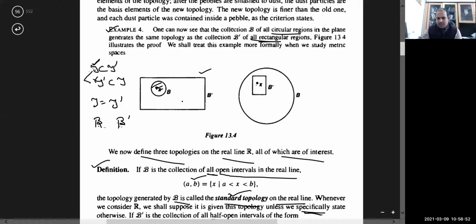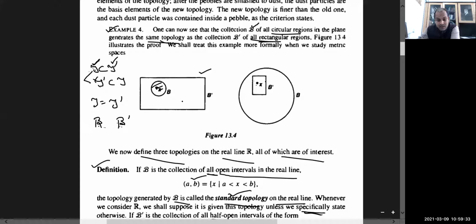So the topology generated by the circular regions is going to be finer than the topology generated by the rectangular regions, interior of rectangular regions. And from here we have that for all those basis members whose members are circular regions containing x, one can always enclose rectangles inside these open circular regions. So the topology generated by this smaller one is going to be finer. Since containment on both sides is there, I can say that they are going to generate the same topology.